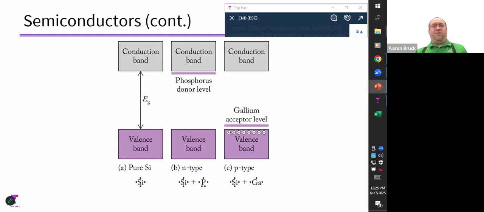So here are a couple of examples of how that might work. So let's take the most commonly known semiconductor, silicon. Silicon has between its valence band and conduction band a band gap.